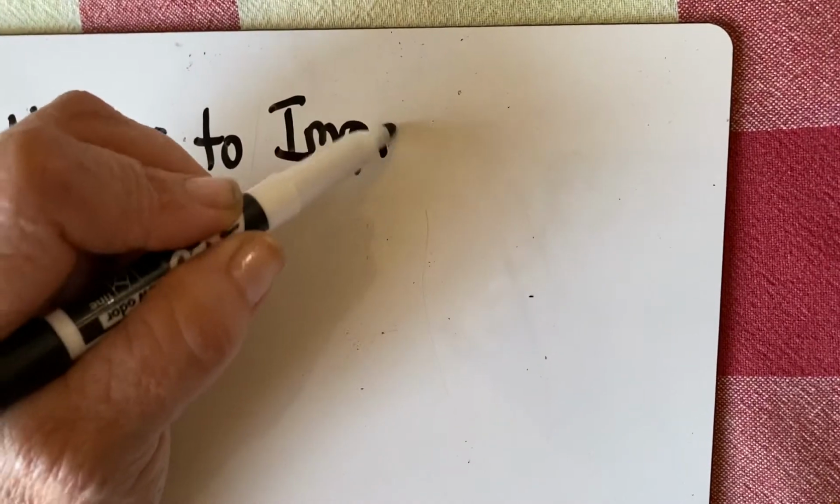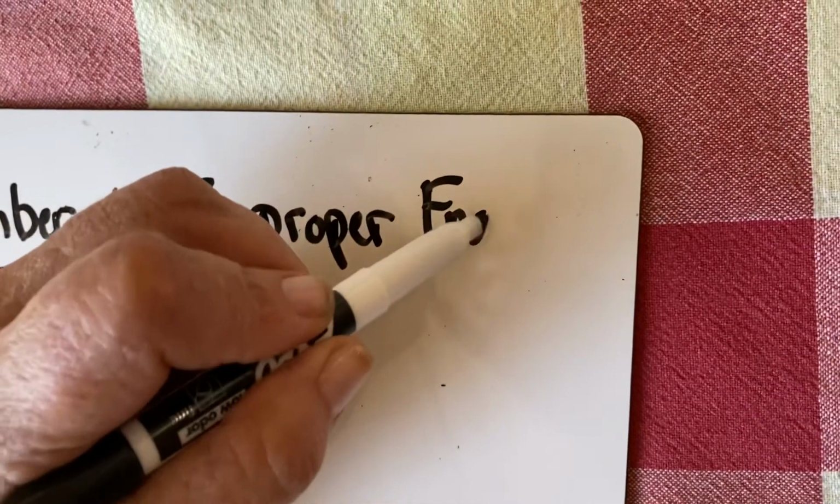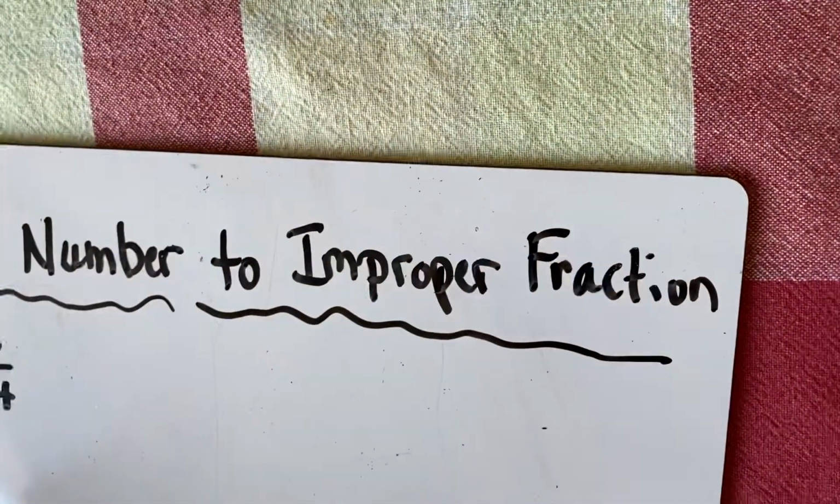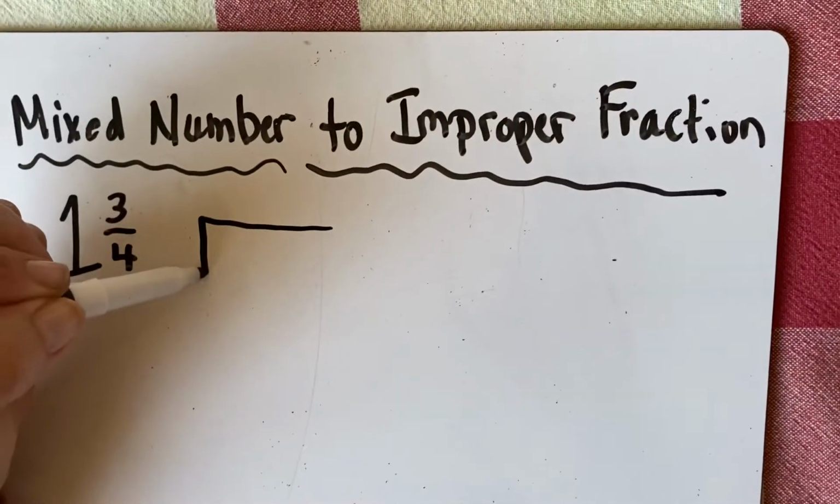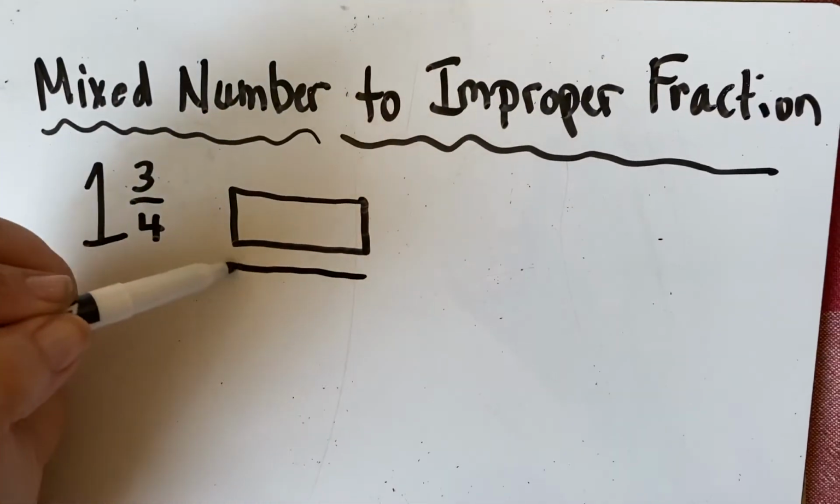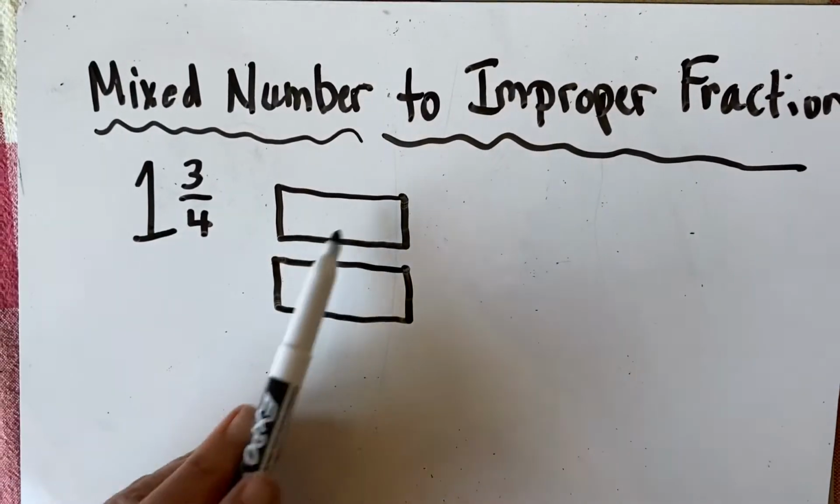Improper fraction, okay? And it goes like this. Our first step is to model. We're going to model 1 3/4, okay? So you're going to need 2 rectangles because you have 1, you have to model a whole, and then you have to model 3/4.